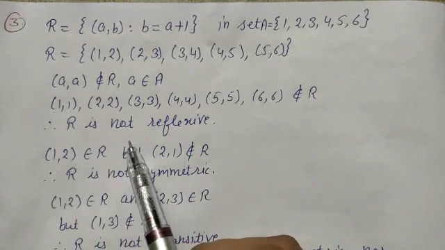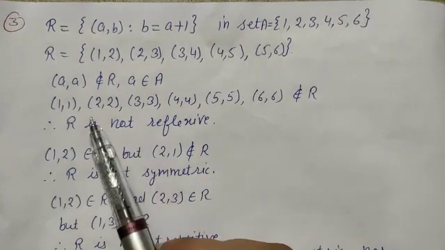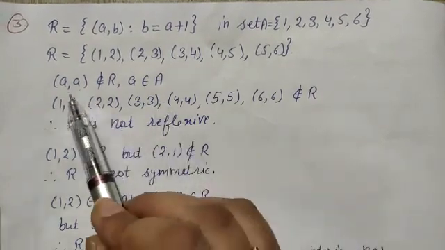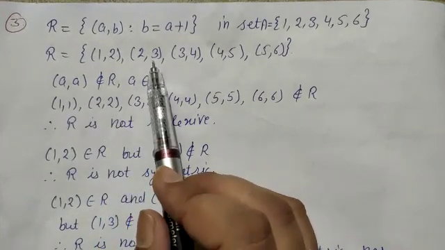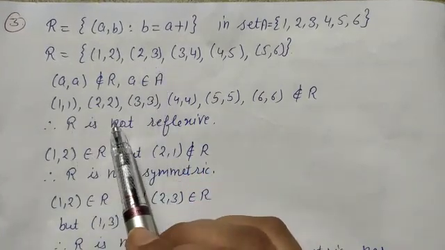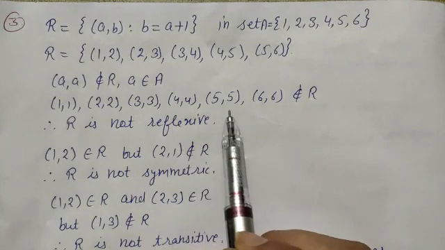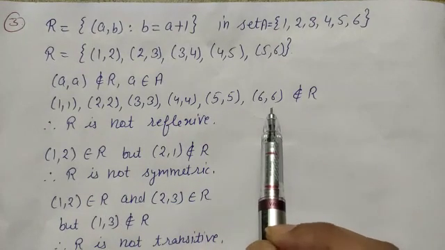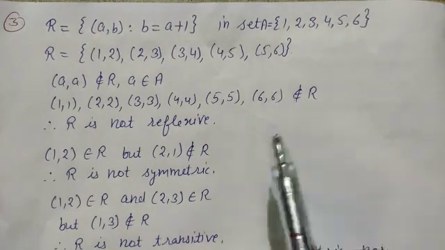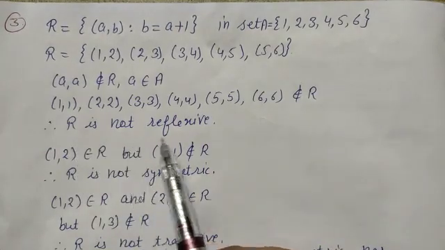Now, for reflexive, what should we have? (a, a) belongs to R. But (a, a) does not belong to R here, as (1, 1), (2, 2), (3, 3), (4, 4), (5, 5), (6, 6) do not belong to R here. So R is not reflexive.